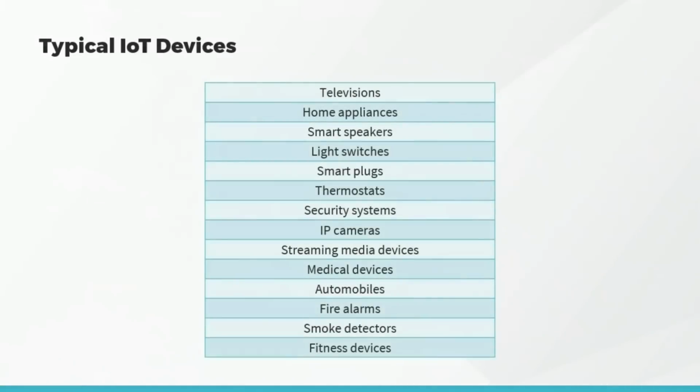But coming back to the world of IoT, that might be a little more familiar to most of us, typical devices include things such as televisions, home appliances, smart speakers, light switches and plugs, thermostats, security systems and IP cameras, streaming media devices, medical devices, our cars, fire alarms and smoke detectors, and fitness devices, any of which might be in use in your home right now. So even if you weren't familiar with what an IoT implementation might involve, you might already be using one.